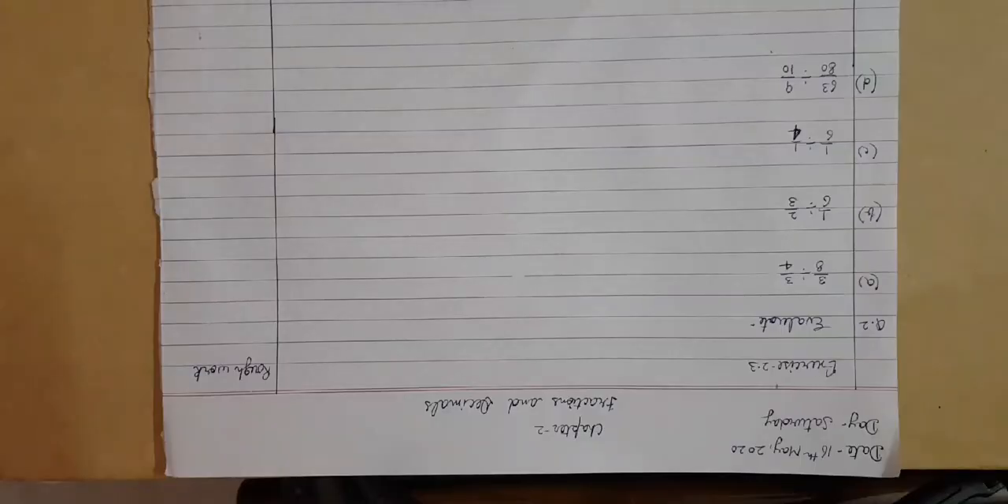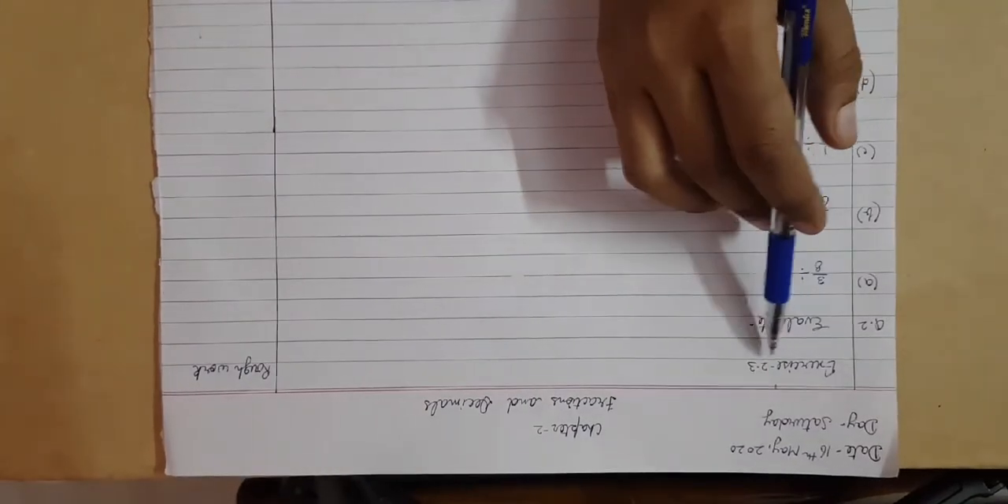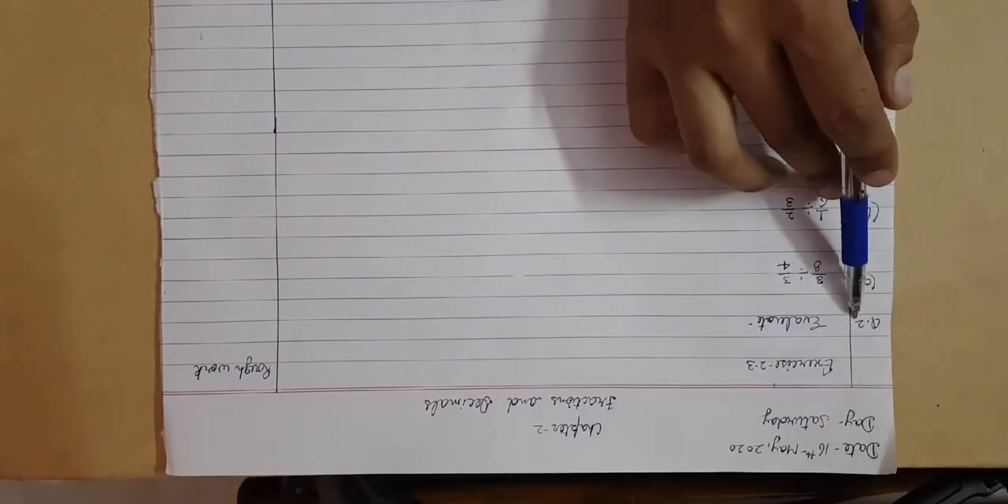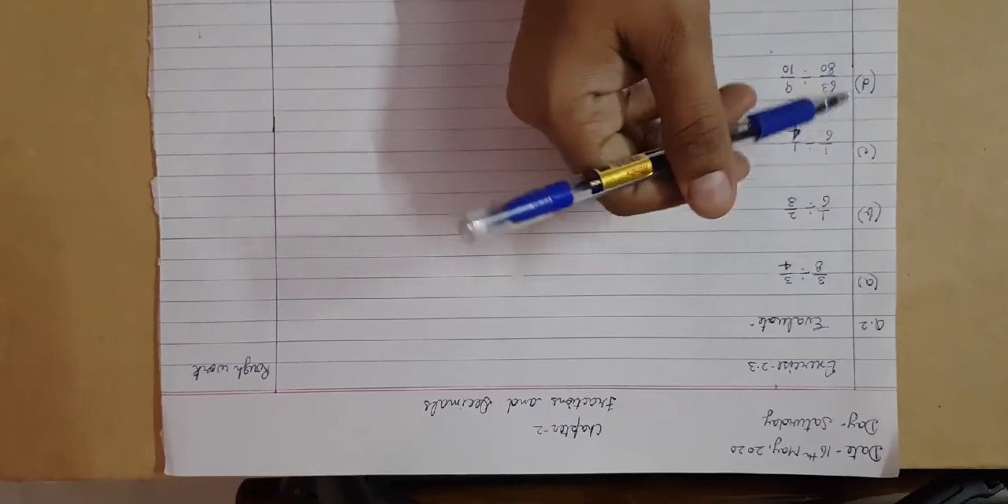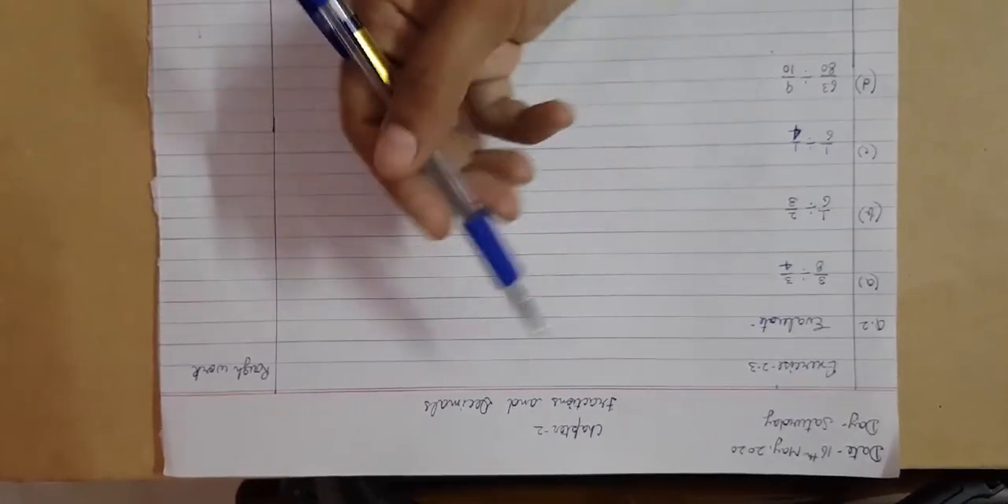So in the last online class, we have done question number 1 of exercise 2.3 which was based on division of fractions. So today we will start with question number 2 of exercise 2.3 which is also based on division of fractions. Exercise 2.3 question 2 is evaluate, means you have to find the value of these divisions.